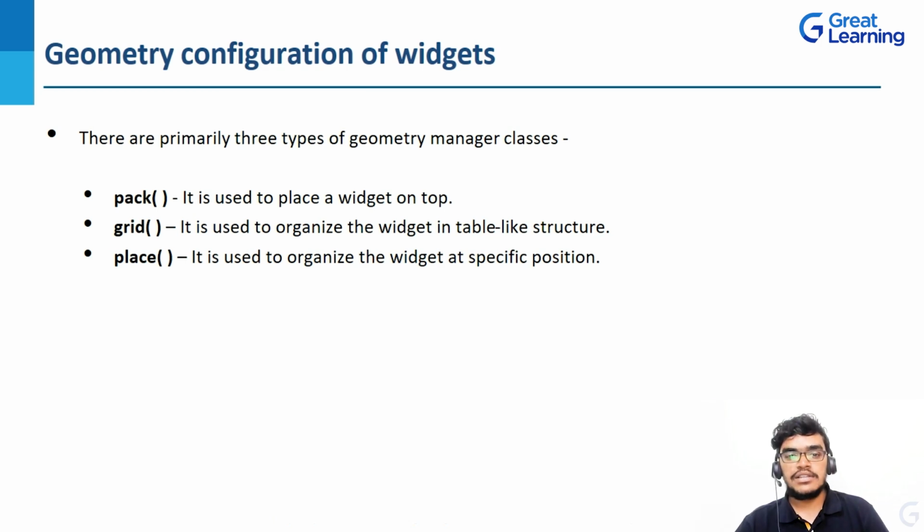Next, we have place. It is used to organize widgets at specific positions. So I will just write here X and Y. Here, if you are writing, let's suppose X is equal to 20 and Y is equal to 40, that means from left to right, you are placing a particular widget. And coming to Y, that means from top to bottom, you are placing the widget. So this is the basic idea about the geometric configuration of widgets.